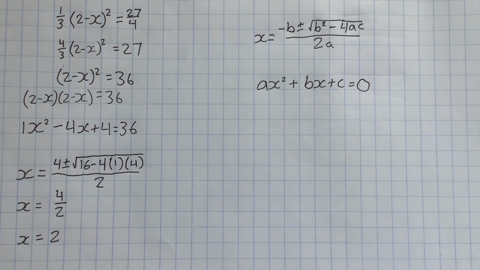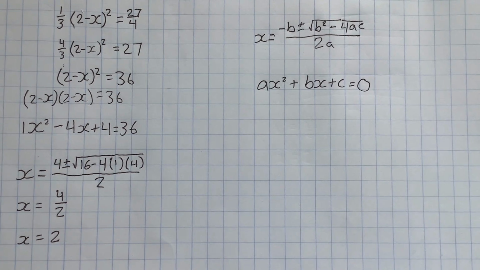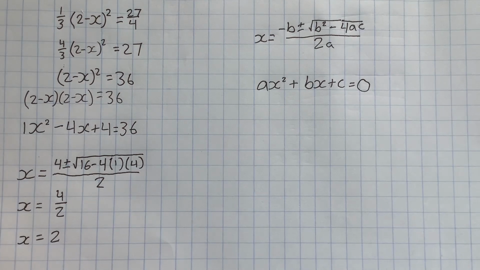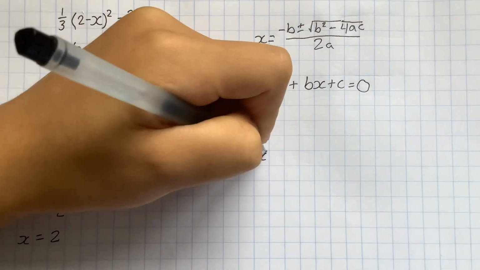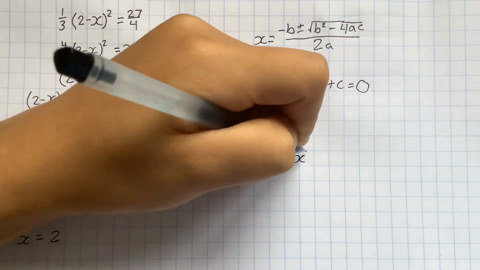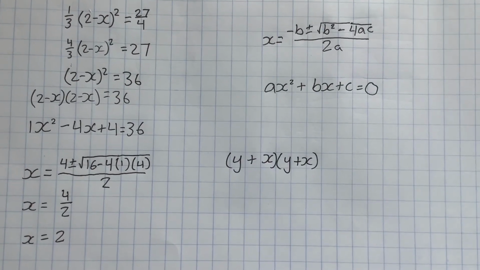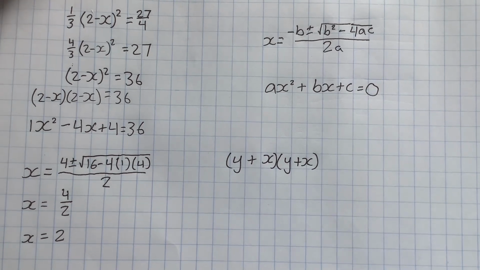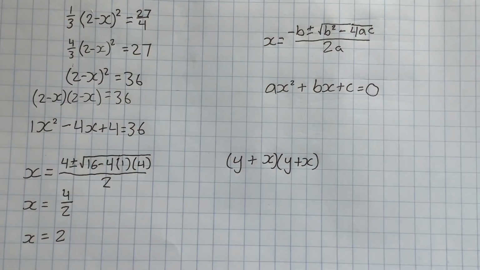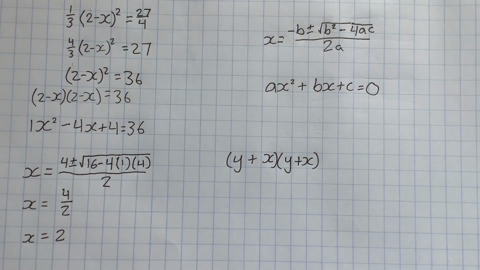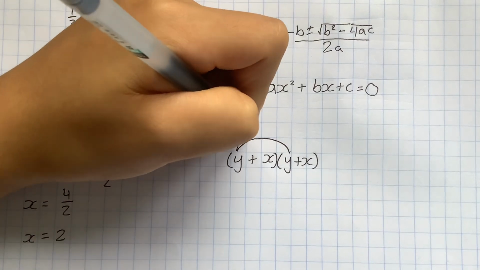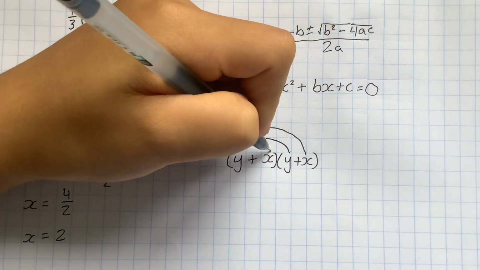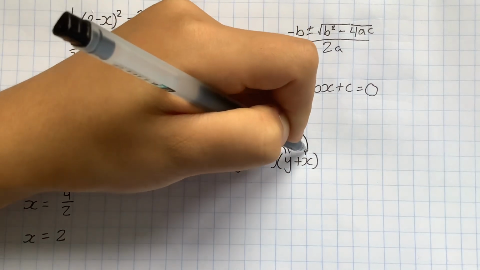Now, I also told you that I'm going to show you how to expand double brackets. Here, I'll show you as clearly as I can. So, expanding double brackets basically means doing this. It's basically y plus x multiplied by y plus x. Now, what we basically do here, we multiply everything in the first bracket by the second bracket. So we can first do y multiplied by y, we can do y multiplied by x, and then we can do x multiplied by y, and then x multiplied by x.